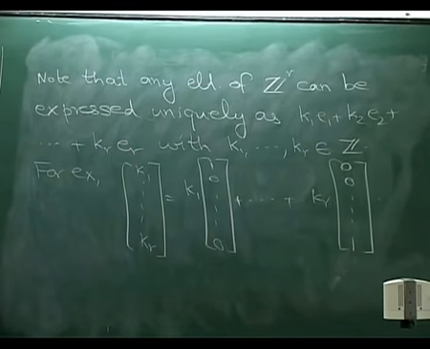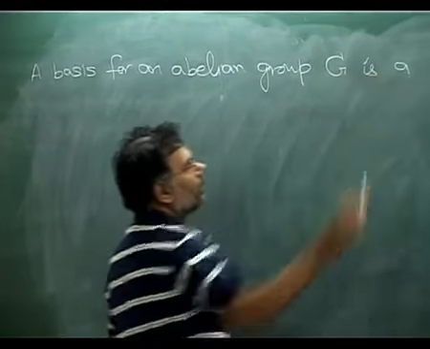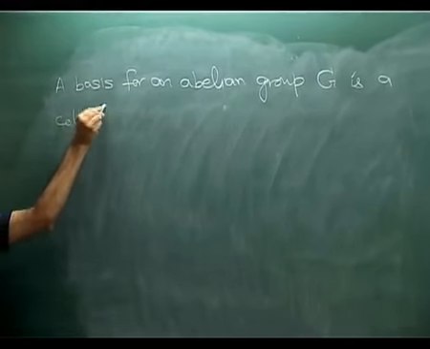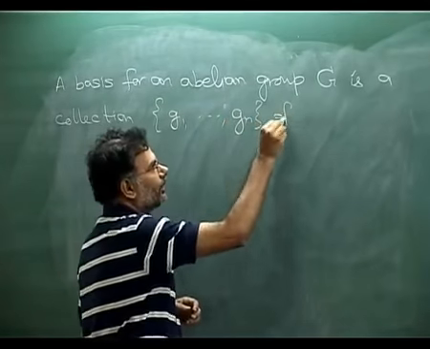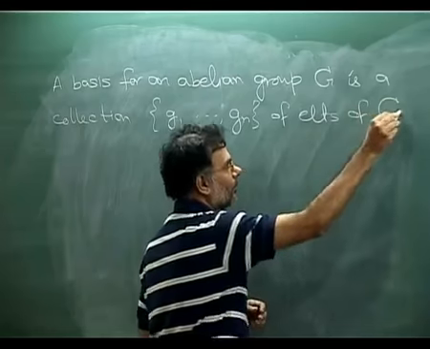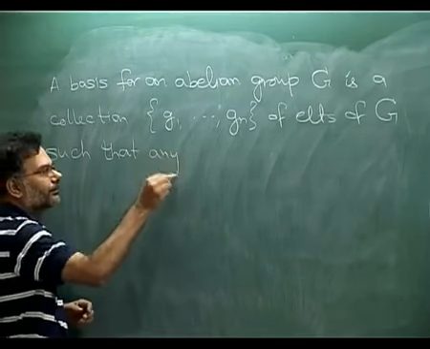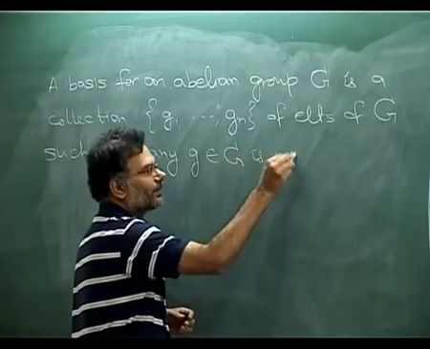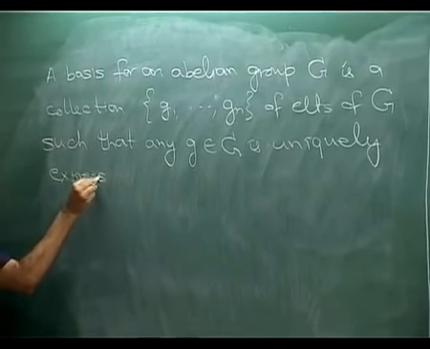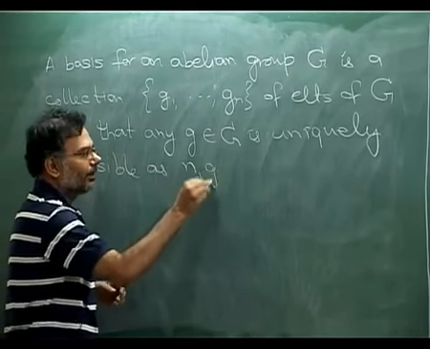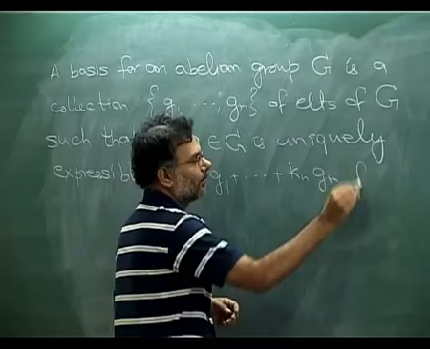So now I will define what a basis is. This concept of a basis is a collection G1 up to Gn of elements of G such that any g in G is uniquely expressible as k1g1 plus ... plus kngn, for ki's in Z.